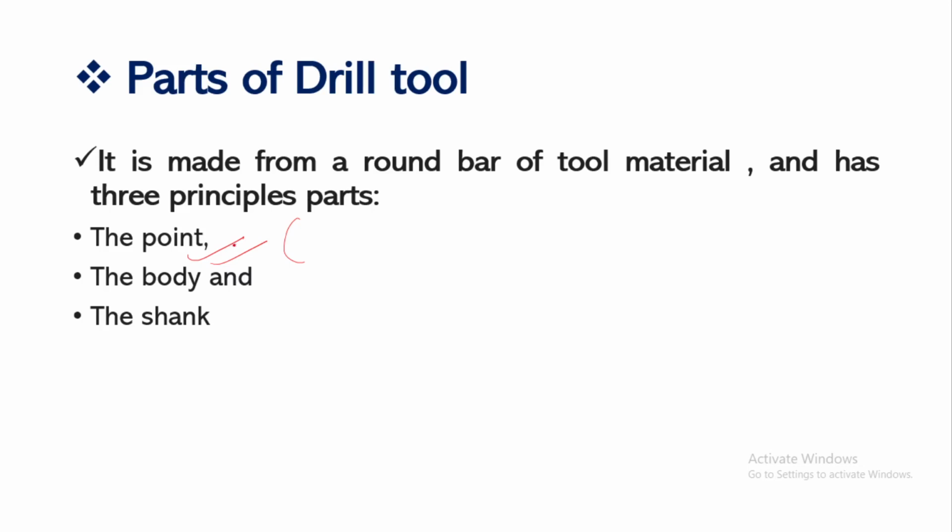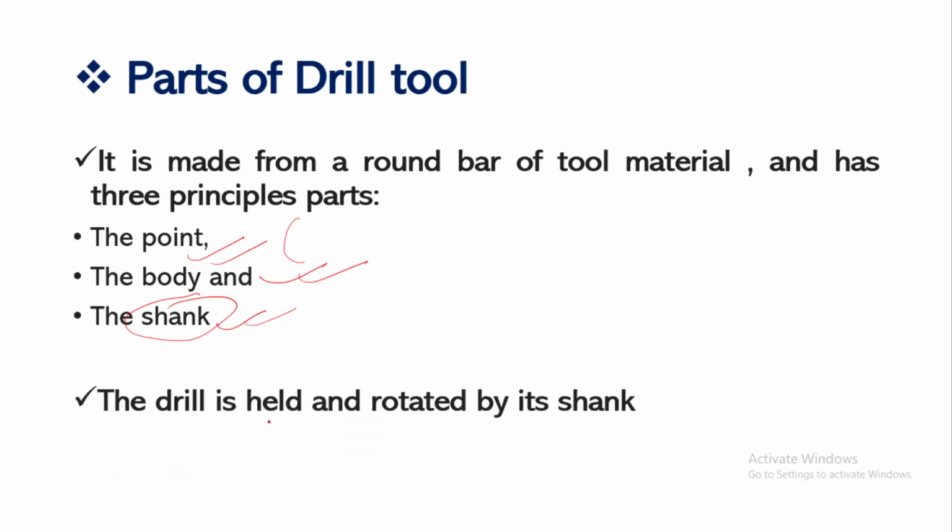So the point, the cutting point, means two cutting edges, then the body and the shank, and the tool will be engaged with the chuck, as we have seen in the previous one. This portion will be engaged with the chuck. So the shank will be engaged with the chuck, and along with the spindle, the chuck and shank will be used to rotate the tool. So this is regarding the tool. The drill is held and rotated by its shank, as I told you.